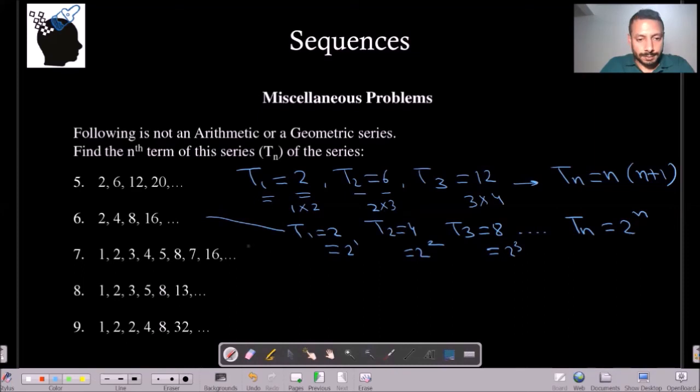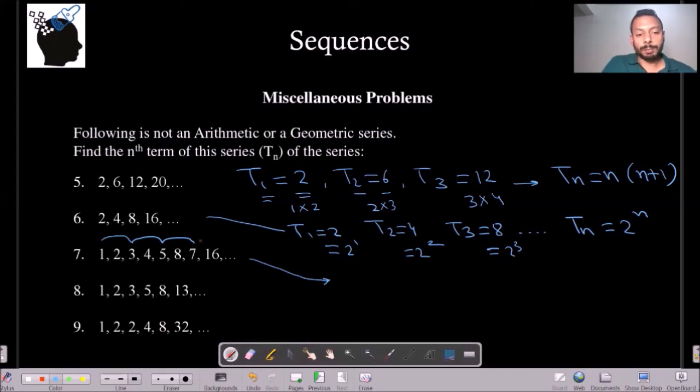Let's try the seventh one. So the sequence is 1, 2, 3, 4, 5, 8, 7, 16. So all of a sudden it has started increasing quite a lot. Definitely if you go in sequence, there is no logic which looks clear to us, right? Now what happens if we go for alternate terms? Can we find a pattern? Looks like the alternate terms are actually in sequence.